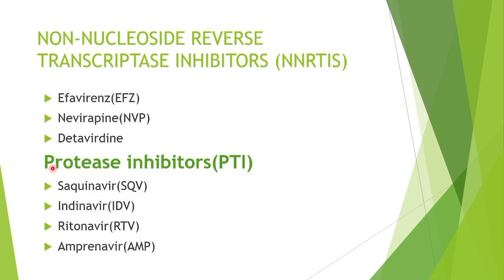And the next one is protease inhibitors. What are protease inhibitors? Protease is a type of enzyme that breaks down proteins, and these inhibitors prevent that breakdown. They are mostly used for the treatment and prevention of viral diseases like HIV and AIDS. They mostly reduce the amount of HIV in the blood.